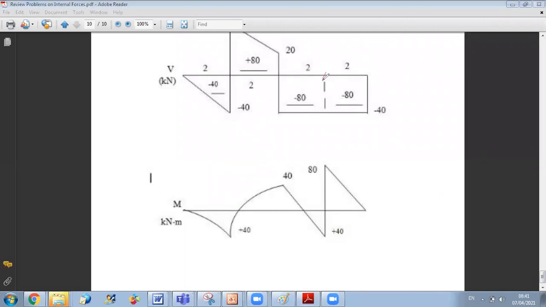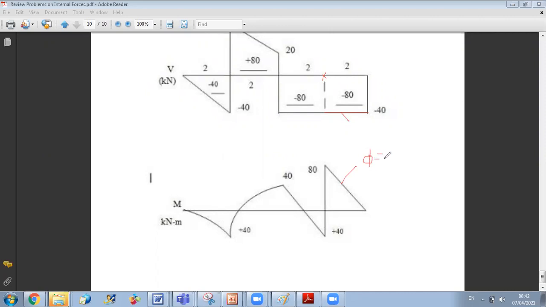After this point, I continue my distributed load. My shear is constant. Okay, so since my shear is constant after this part, then M will be linear, and because it's a negative shear, M is linear decreasing, and the value of shear here is minus 40. So the slope here will be minus 40.